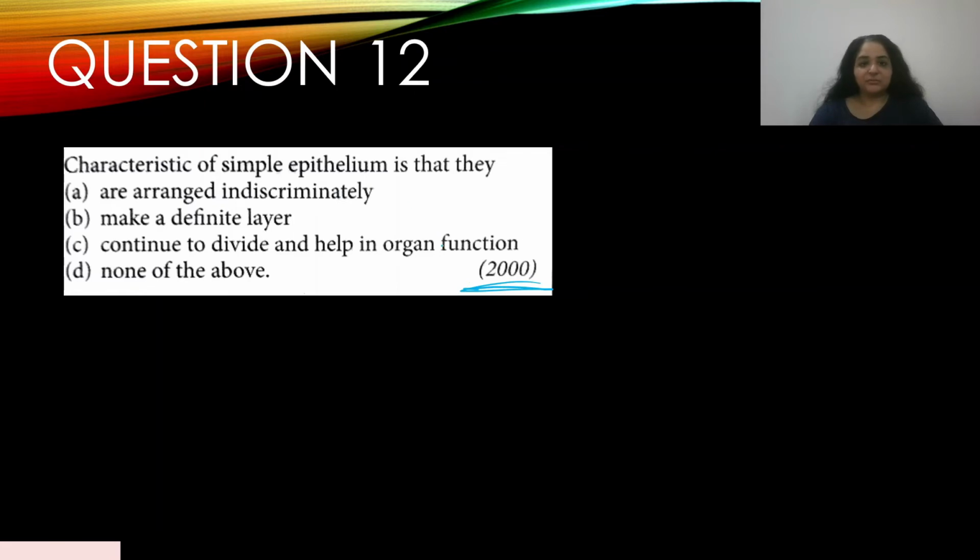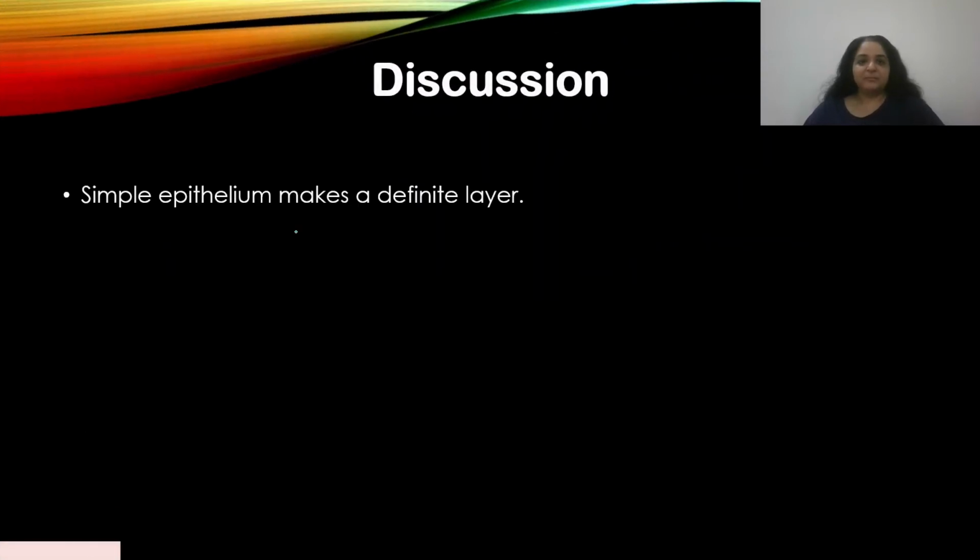So characteristic of simple epithelium is that they're not arranged indiscriminately, they are discriminately arranged. You can see them. B, they make a definite layer. C, they continue to divide and help in organ function. Well, they do divide, but help in organ function is like a big thing. There are so many things involved in an organ function, so I don't think that it's really a characteristic of simple epithelium. D, none of the above? No, because B makes more sense. So the answer is B. Simple epithelium makes a definite layer. Yeah, that's the appropriate answer here.